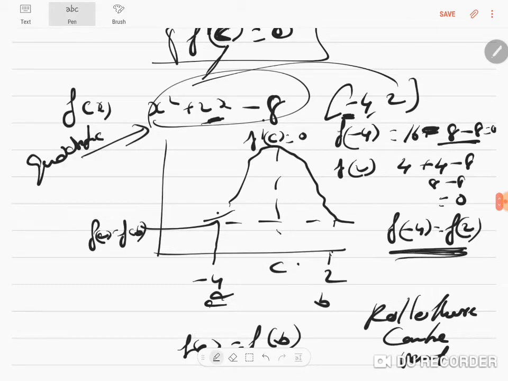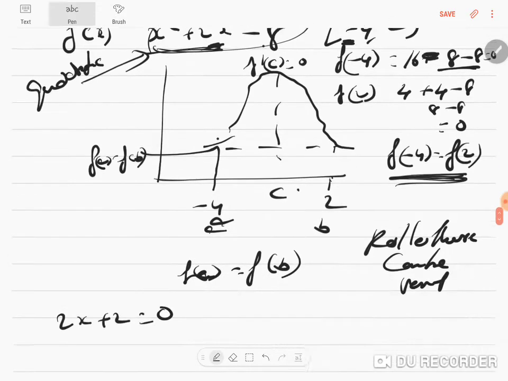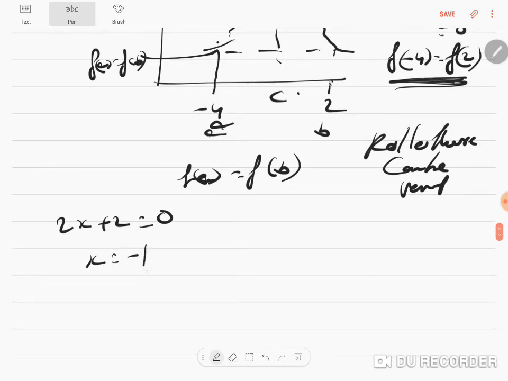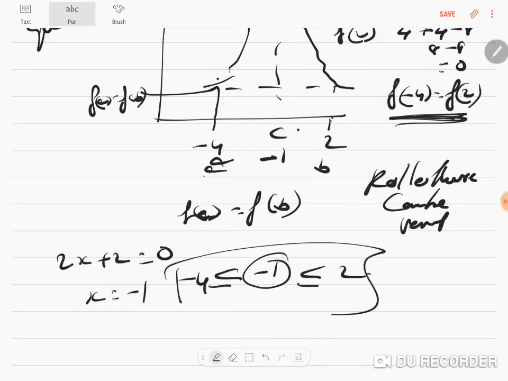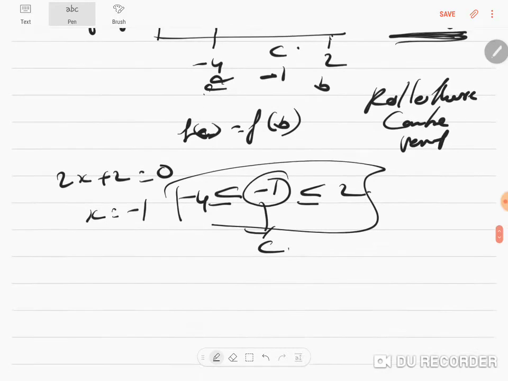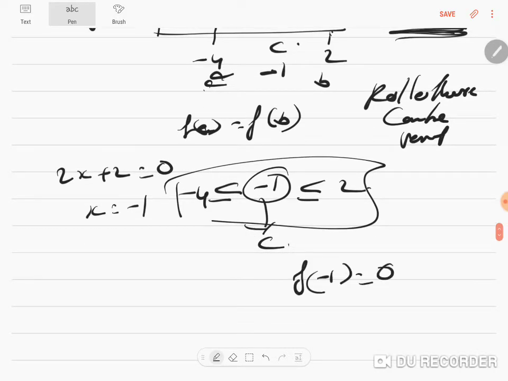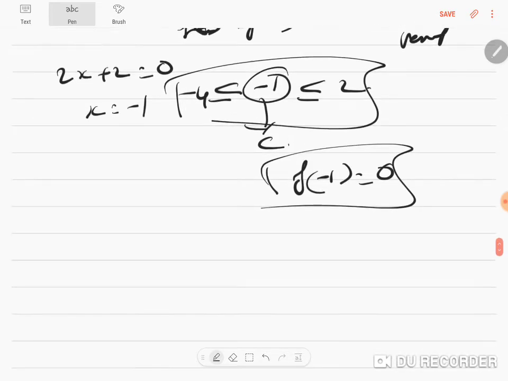Because the condition is satisfied, the differentiated value can be equal to 0. Hence x is equal to minus 1. Is minus 1 lying between minus 4 and 2? Yes. Minus 1 is lying between minus 4 and 2, and we can call this C, and f of minus 1 is equated to 0, correct? So thus Rolle's theorem has been verified.